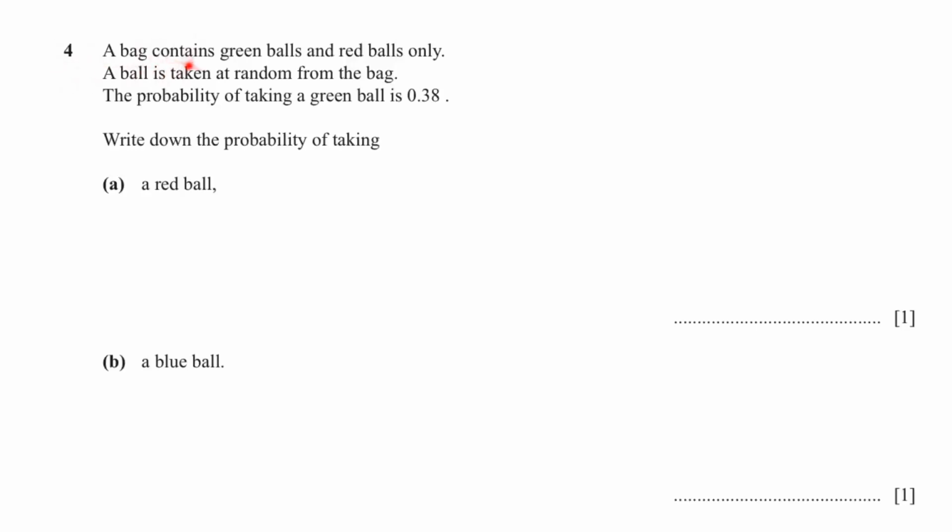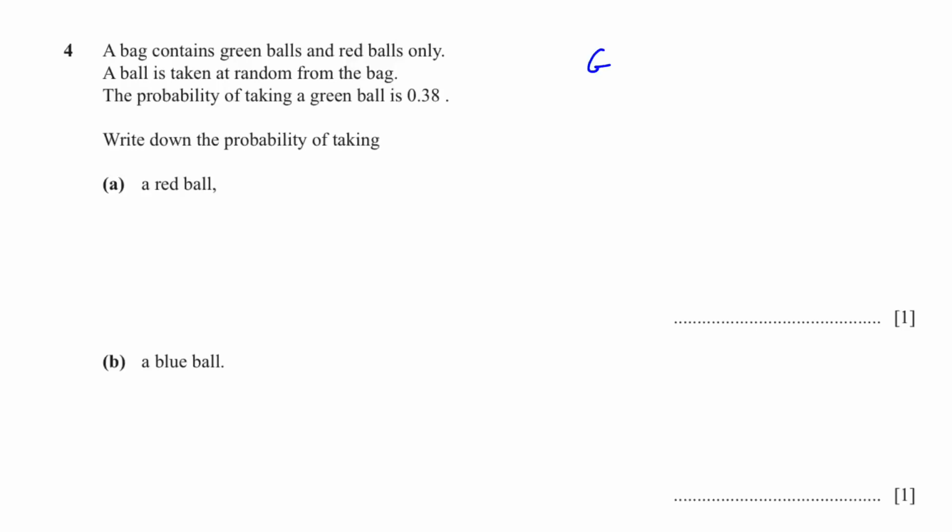Question number 4 is a probability question. A bag contains green balls and red balls. A ball is taken at random. The probability of taking a green ball is 0.38. Write down the probability of taking a red ball.